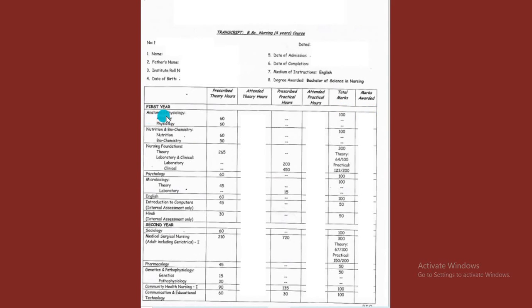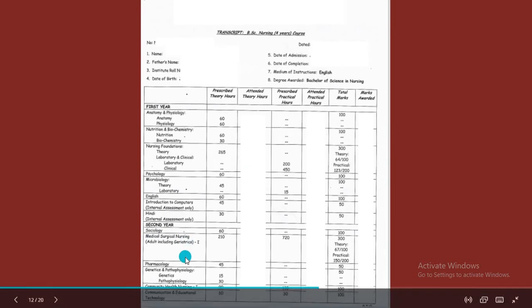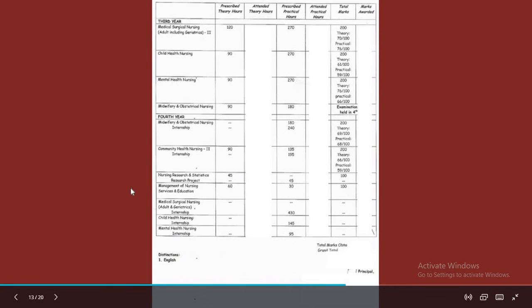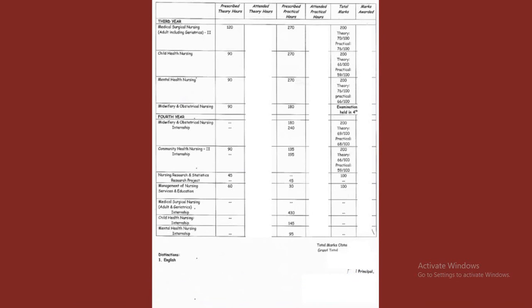So it specifies the first year subjects and the practical and theory hours attended and marks awarded. Same with the second year, third year and fourth year, right? And if you have any distinction, then the total marks obtained, and there is the signature of the principal and stamp of the college. So this is what the transcript looks like, right?